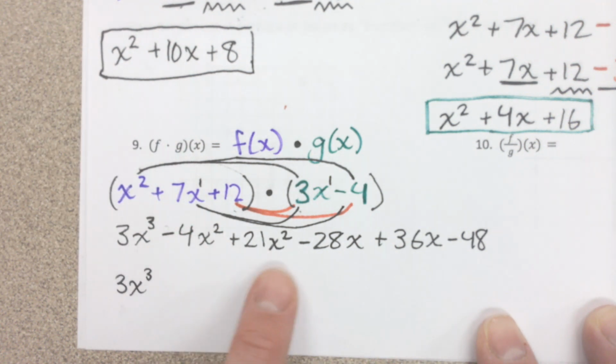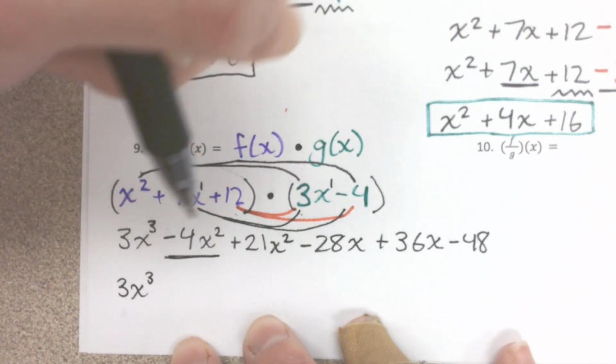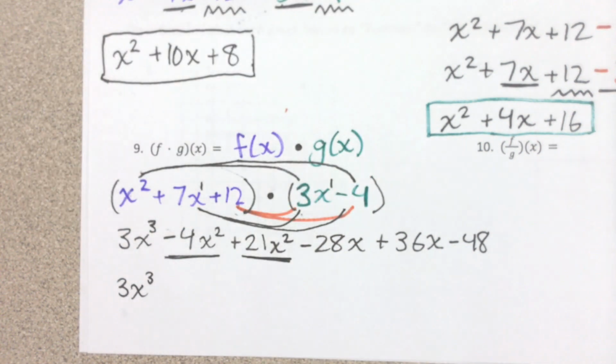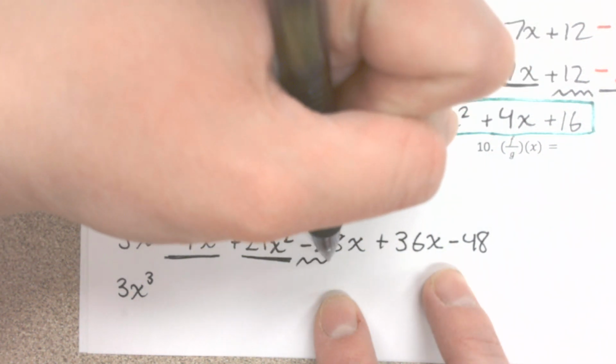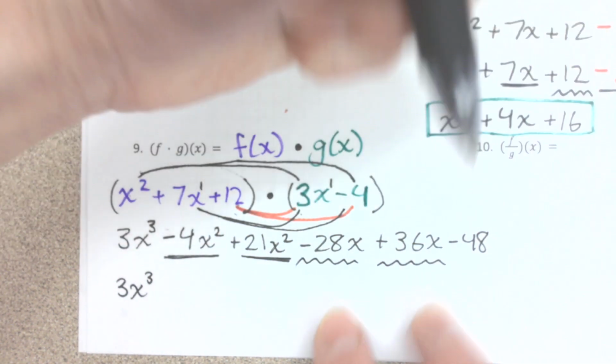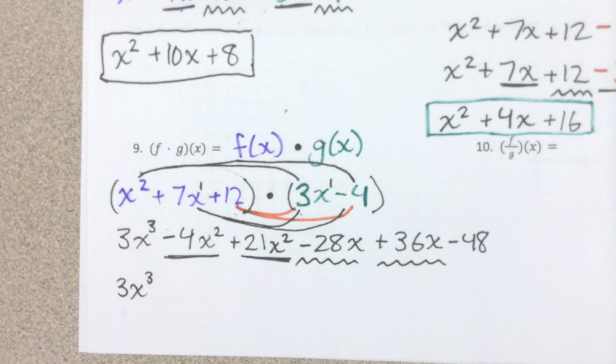Squareds, I have 2 of them, and they're lined up next to each other, so I can combine those. Next, I'm going to look for x's, and I do have 2 x terms. I can combine those. And then the negative 48 is going to hang out at the back by itself.